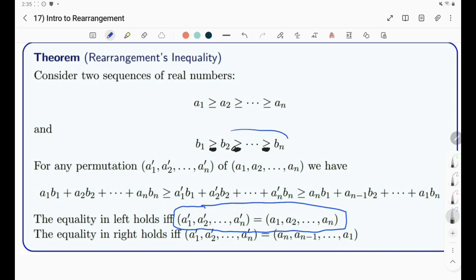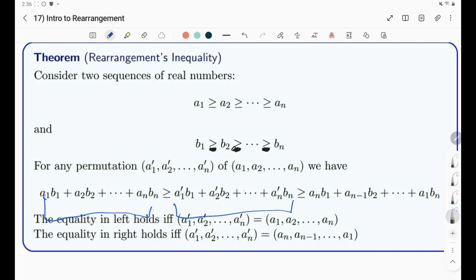Of course, this only works for distinct b's. If the b's were not distinct, this is going to be some trouble for us. Take the simplest example, when all the b's are equal. Then look at this thing here and this thing here. It doesn't really matter, right? They are always equal. You can take b as a common factor, and it's just b times sigma a, and here b times sigma a. So yeah, the rearrangement equality case is not very elegant.